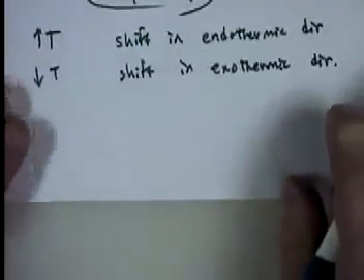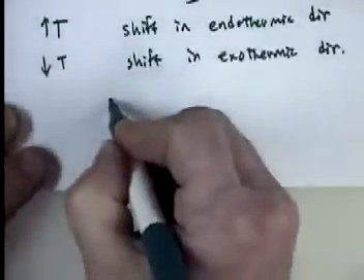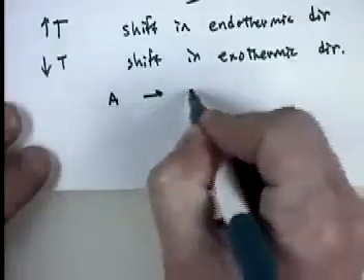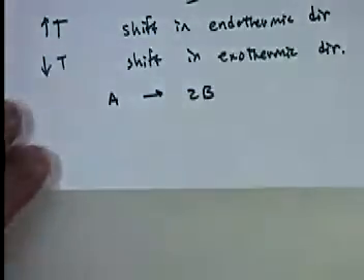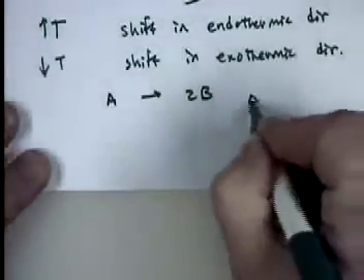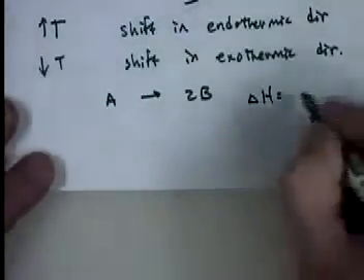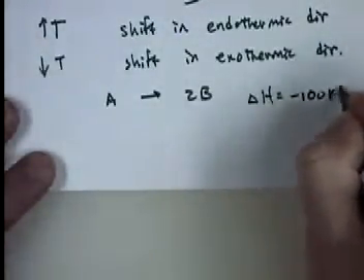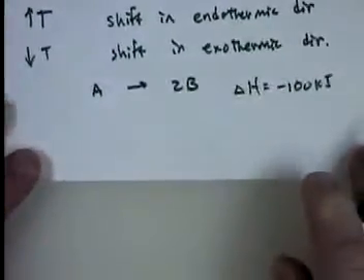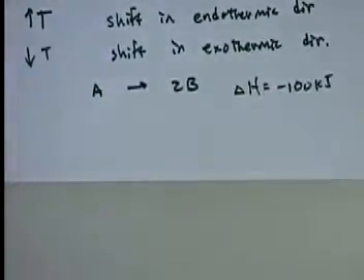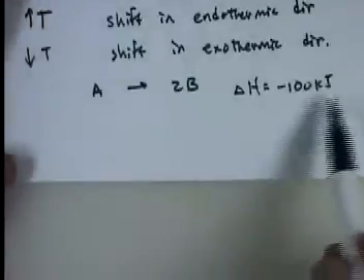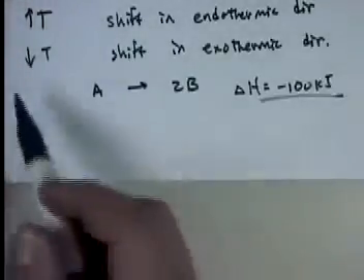Well, let's just use a hypothetical example again. Let's say that the reaction is A goes to 2B. But let's add some additional thermodynamic data to this. Let's say that the delta H for this, in other words, the enthalpy for this reaction, is negative 100 kilojoules per mole.